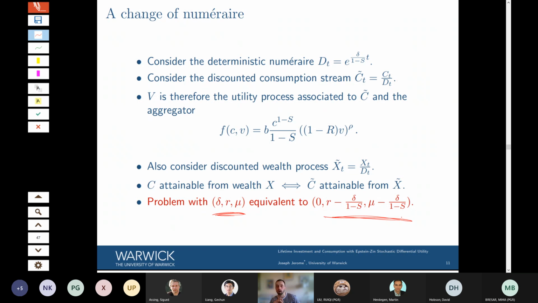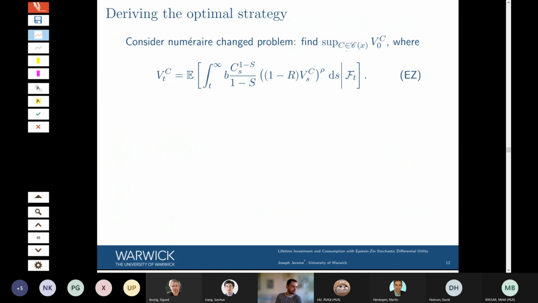As long as we are slightly careful about changing back into the previous coordinate system at the end when we give our results, then we can just deal with the case delta equal to 0. And so now our numeraire change problem is just to find the supremum over all attainable consumption streams. Here they're attainable with respect to x tilde, but again, it doesn't really matter.